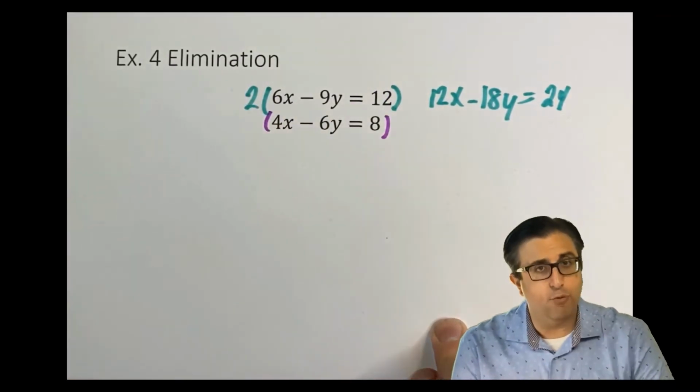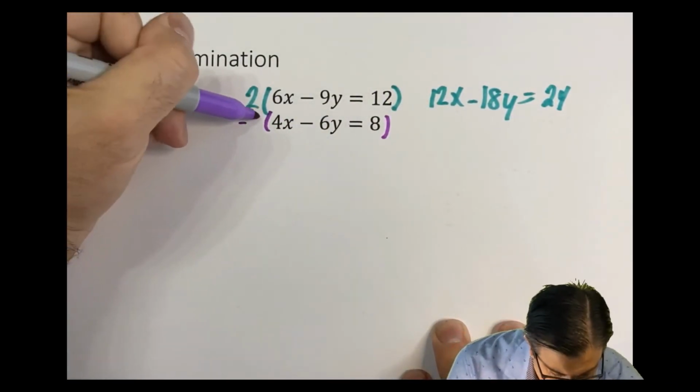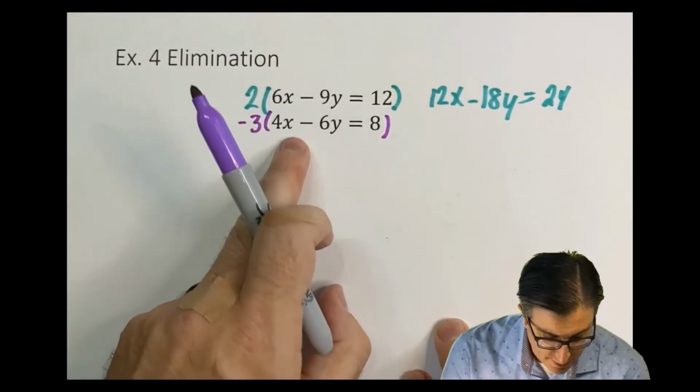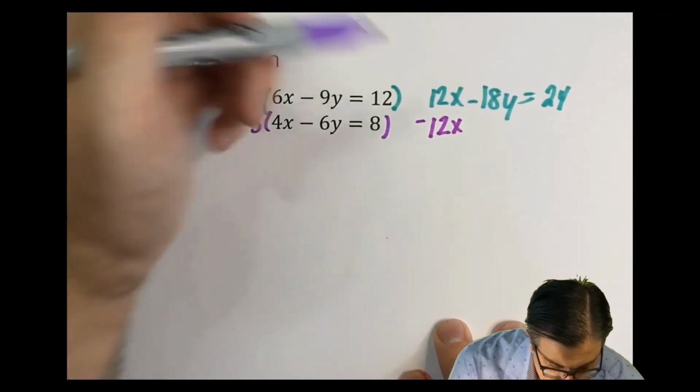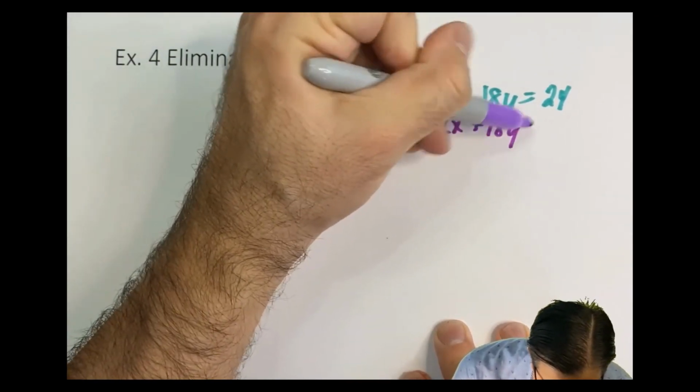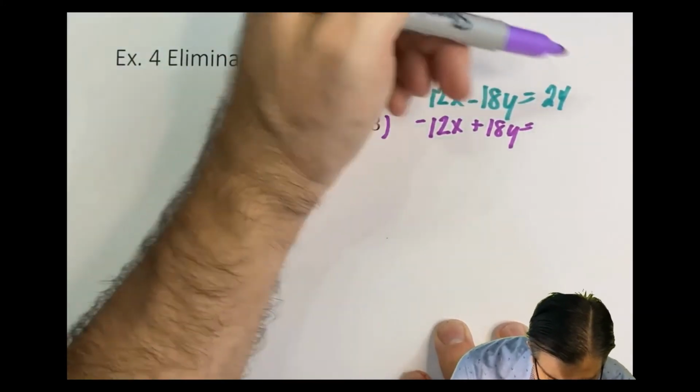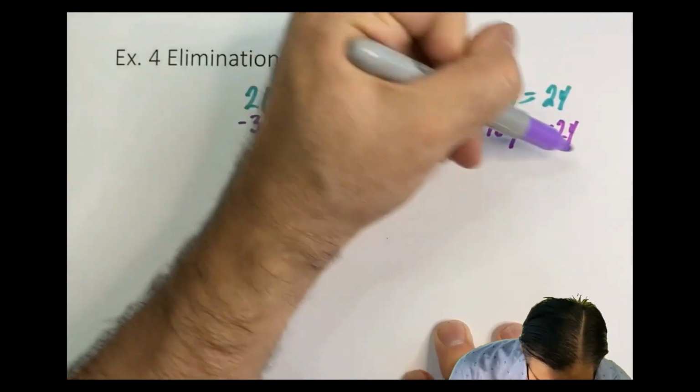Well, what do you multiply 4 by to get to negative 12? You multiply by negative 3. Negative 3 times 4x is negative 12x. Negative 3 times negative 6y is positive 18y. And negative 3 times 8 is negative 24.